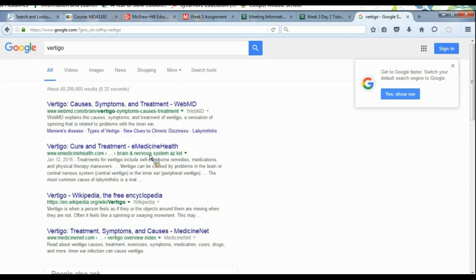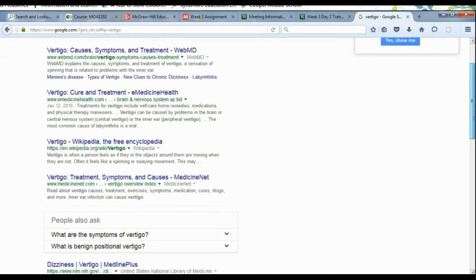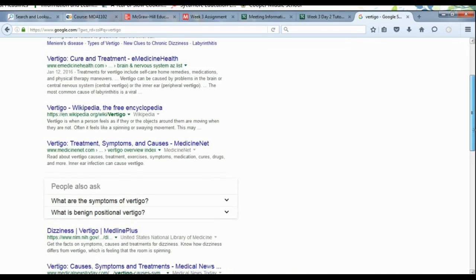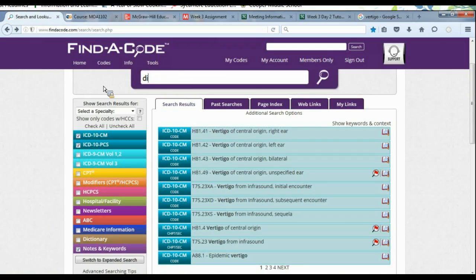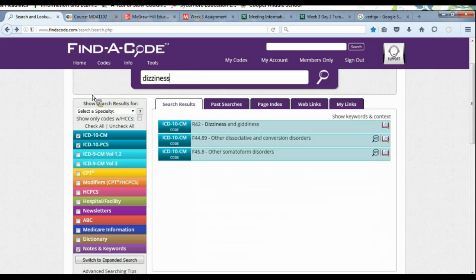So what's vertigo? It's a sensation of spinning that is related to problems within the ear. It can cause problems in the brain, from the central nervous system or inner ear. With vertigo, a person feels as if they or the objects around them are moving when they are not. That sounds like spinning, dizziness. Yep, dizziness. So what I would do is type in dizziness, because vertigo is the same thing as dizziness. Let's go ahead and click on this.